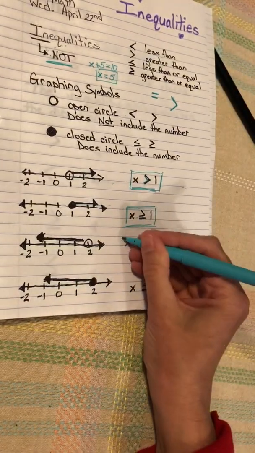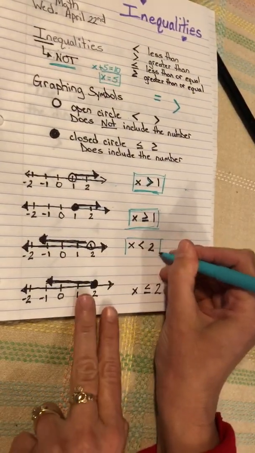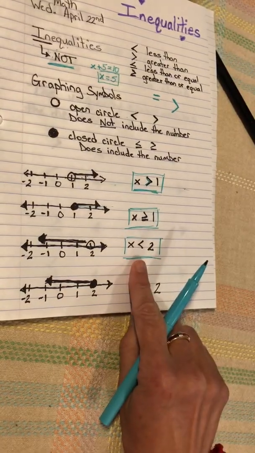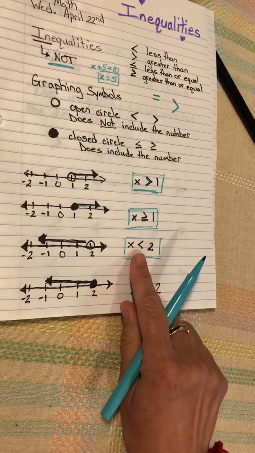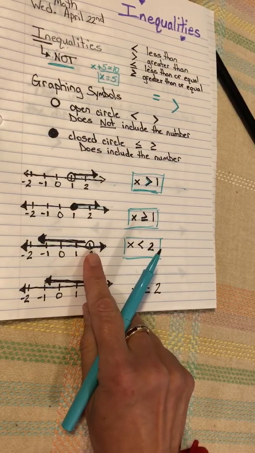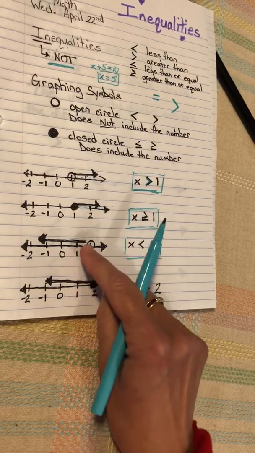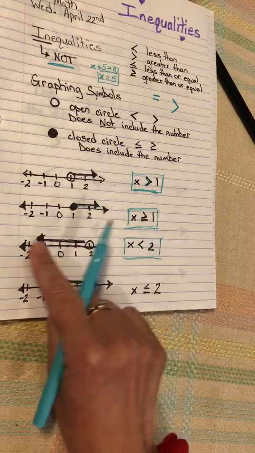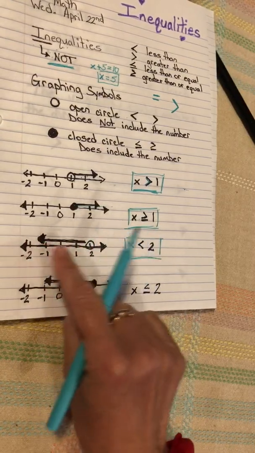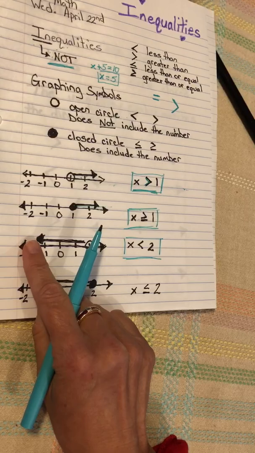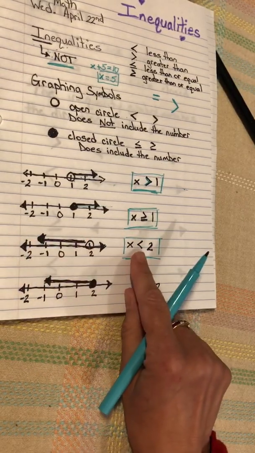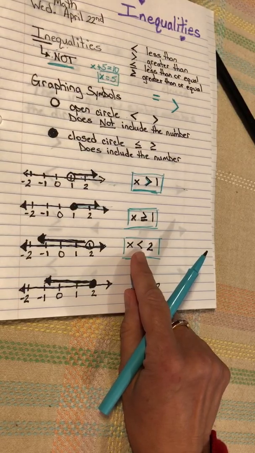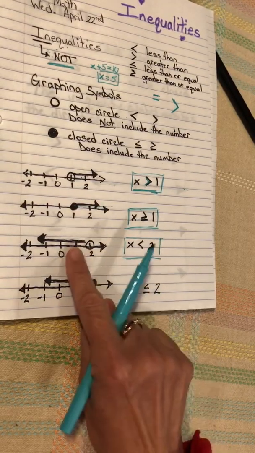Our third one is x is less than 2. It does not have the or equal symbol, so that means we need the open circle. We want all numbers that are less than 2, so that is why the arrow is pointing towards the left. So, open circle, arrow to the left. Notice the inequality symbol is also pointing to the left, so they match.